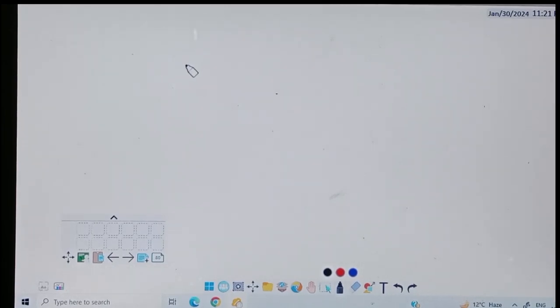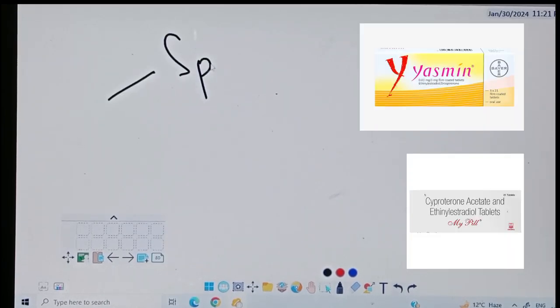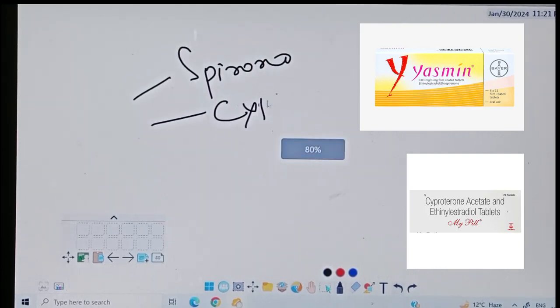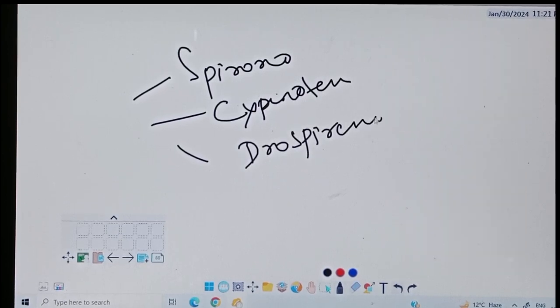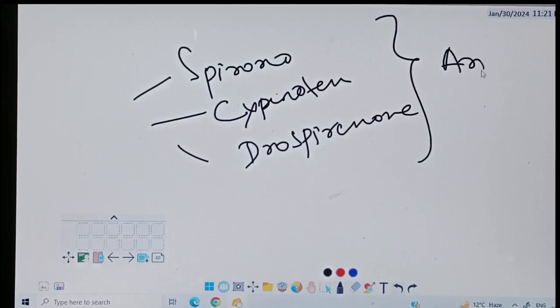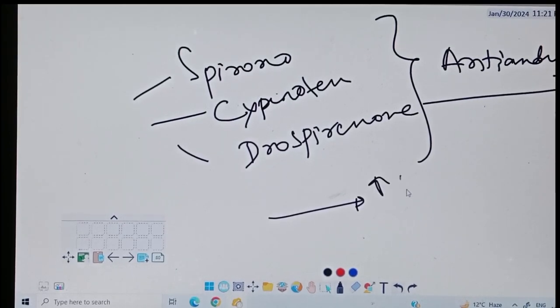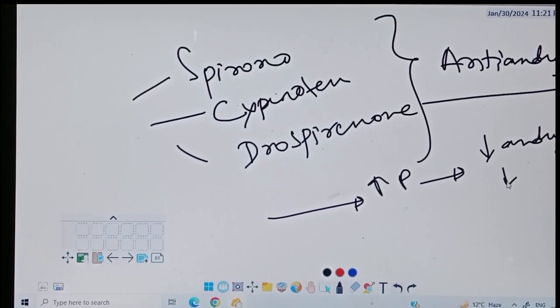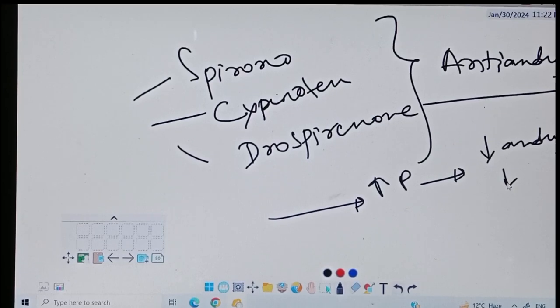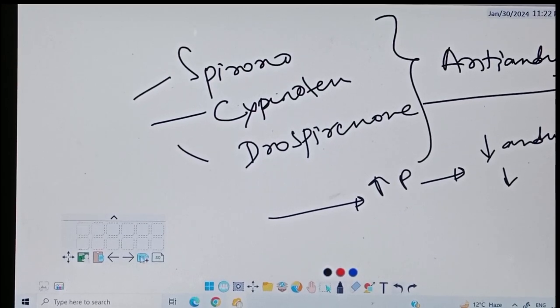So, the drugs containing the 4th generation progesterone, that is spironolactone, cyproterone acetate, and what else? What are the other drugs which can be used? We can use drospirenone. So why are we using these? Because these are anti-androgens. As we know, with increase in the generation of progesterone, the level of androgen decreases. So the 3rd generation progesterone contains the least amount of androgens, while the 4th generation progesterones are all anti-androgens.